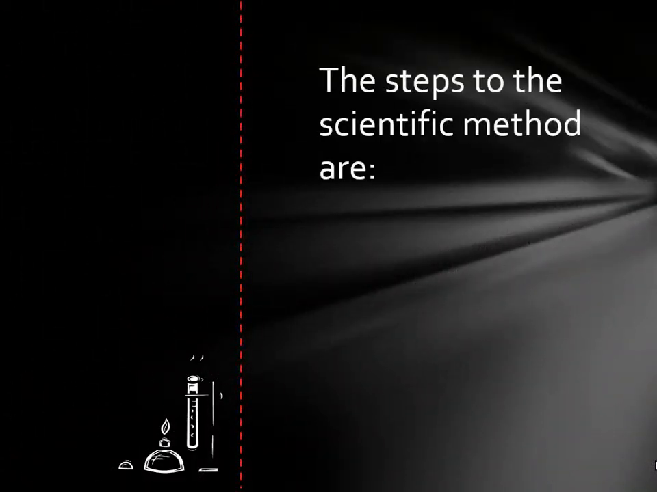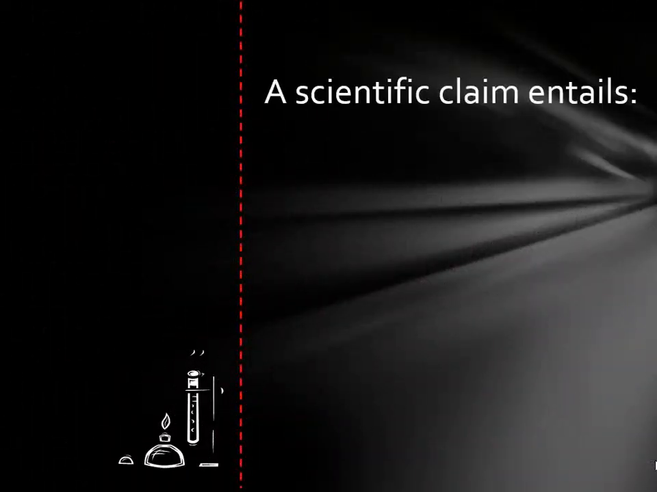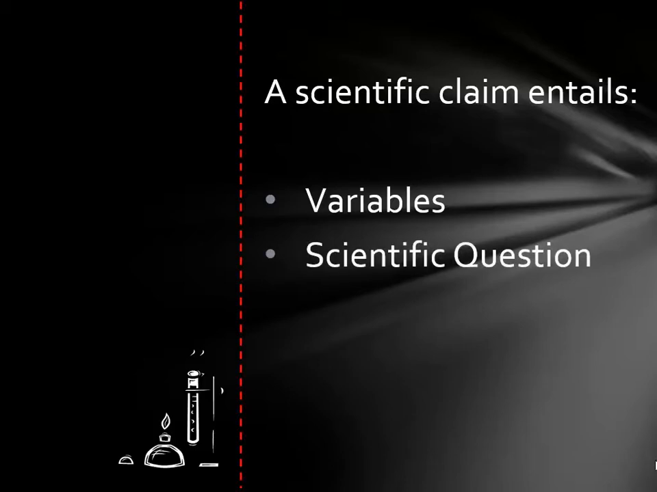The steps to the scientific method are the claim, evidence, and reasoning. A scientific claim entails the variables, the scientific question, and the hypotheses.